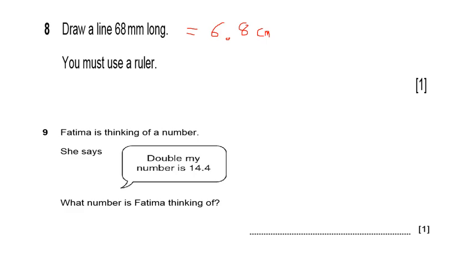9. Fatima is thinking of a number. Double my number is 14.2. For double, you remember what double means? Double means times 2. So the number that Fatima is thinking of, which is our mystery number, times 2 gives me the result of 14.2, which means that to find the mystery number I have to divide 14.2 by 2, and this gives me the answer of 7.1.